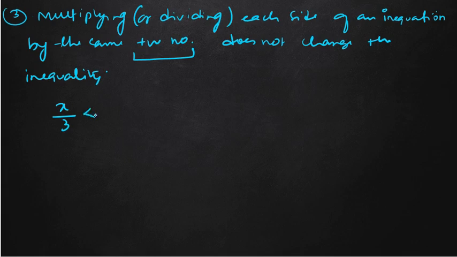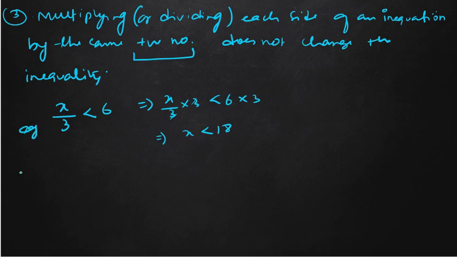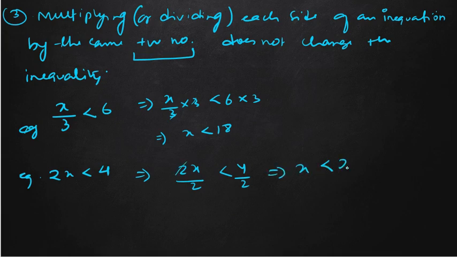So suppose we have taken one inequality, x by 3 is less than 6. If we multiply both sides by 3, suppose x by 3 into 3 less than 6 into 3. Then the sign will not change. Okay. So this 3 cancels out. So we can say x is less than 18, like this. Or we can take division also. Suppose 2x is less than 4. Okay. If we divide both sides by 2, then this will also not change the sign. So this 2 cancels. So we can write x is less than 4 by 2, that is 2.